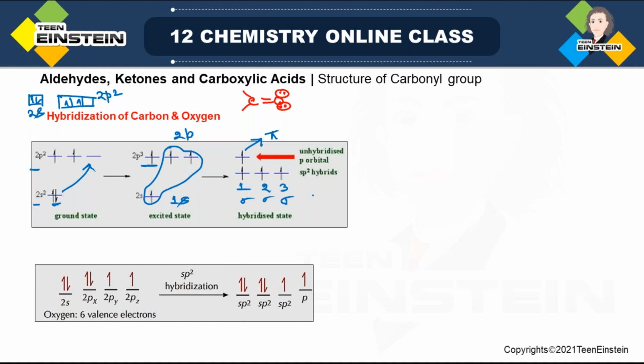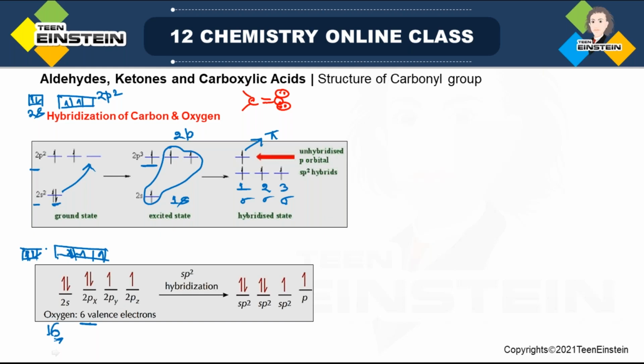What about oxygen? Hybridization of oxygen. Oxygen has 6 valence electrons. It is from group 16. And when we say group 16, you have to consider the last digit of the group for the p block. So 6 valence electrons and it is 2s2, 2p4. In the case of carbon, we have seen it is 2s2, 2p2, but now it is 2s2, 2p4. There will be hybridization again.